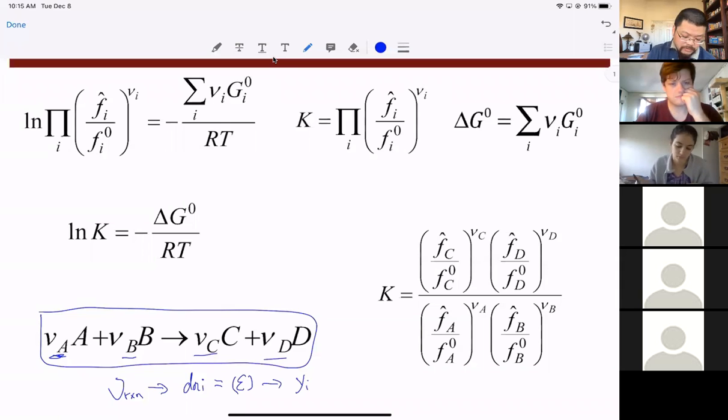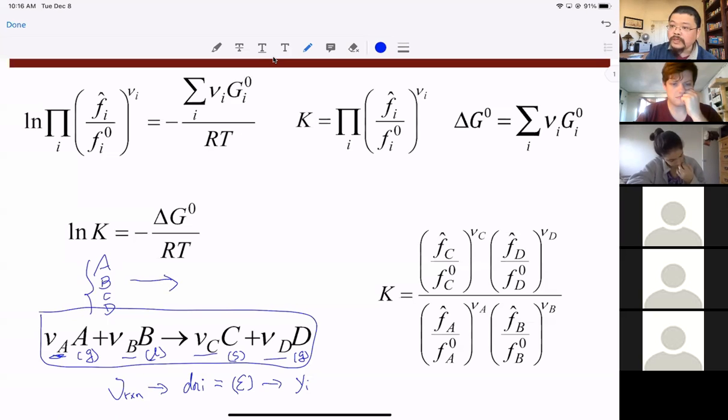Number two, we need to also pay attention to the state, whether A is a gas phase, B is a liquid phase, C is a solid phase, D is a vapor phase. We need to keep that in mind because very quickly we are going to use the state to simplify our understanding. Number three, we have those species, A, B, C, D, reactants, products.